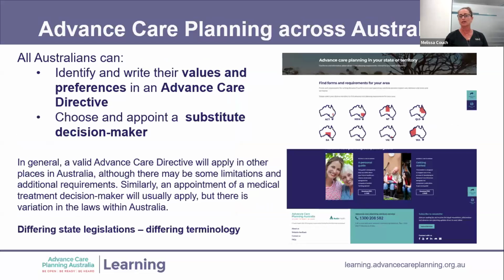So advanced care planning is across all Australian domains. Today we're focusing on Victorian legislation. In Australia, we can identify who someone's medical treatment decision maker is, or appoint their substitute decision maker. And we can also then look up what their preferences and values are. And in Victoria, it's an advanced care directive. If you go onto the Advance Care Planning Australia website, there is lots of information for individual states and territories.